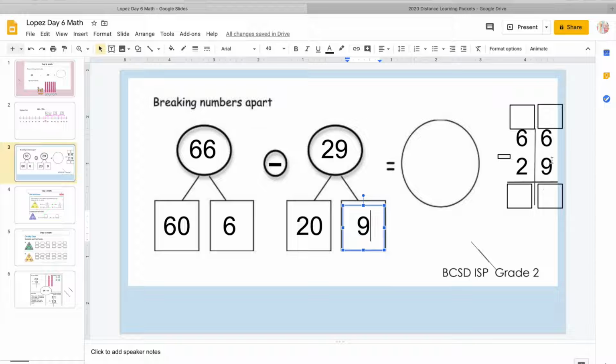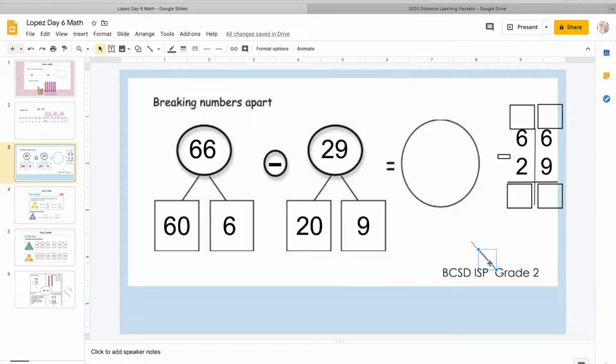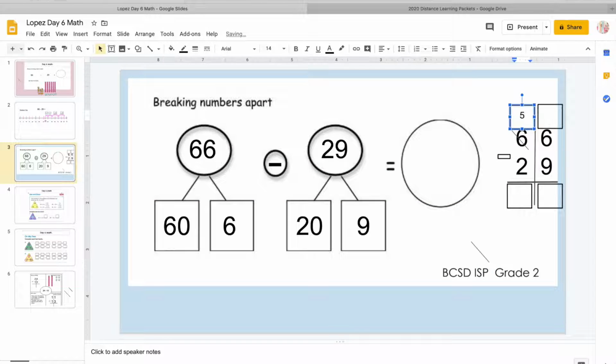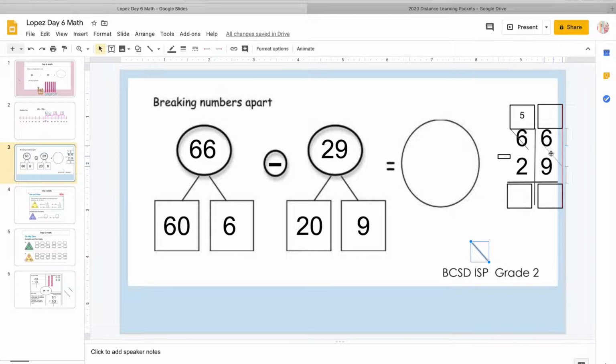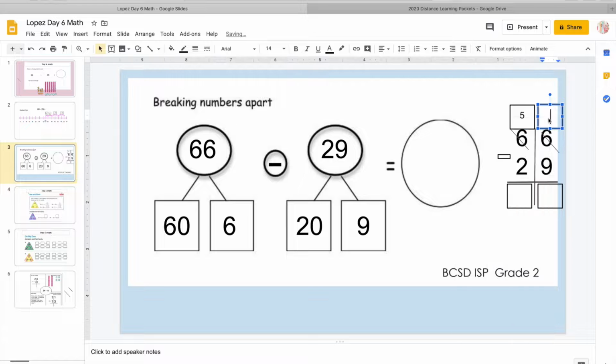Now we're just going to use the standard algorithm to solve this. And again, we always start with the ones column. As you can see, we have a 6 and we have a 9. If we have 6 of something, I cannot give you 9 of something. So we're going to have to regroup. And in order to regroup, we're going to have to borrow from our neighbor. So the 6 is now going to become a 5, and this 6 is going to become a 16.